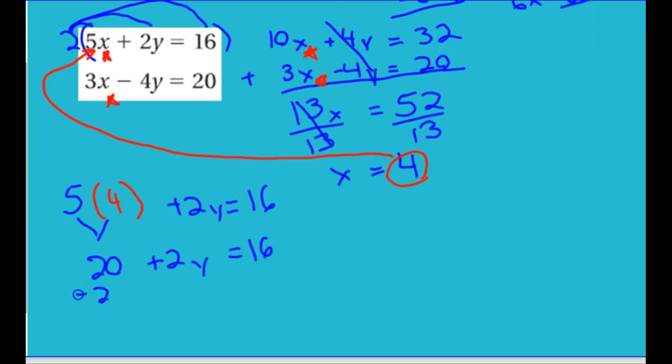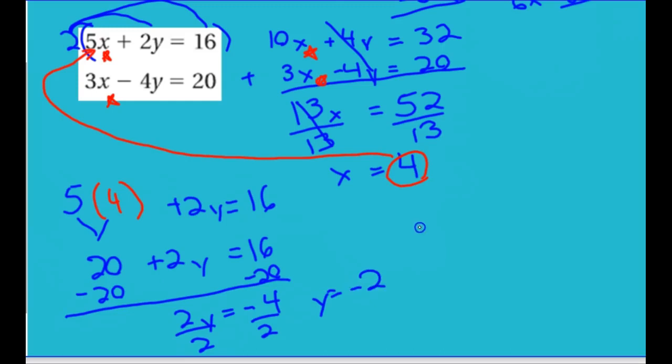Then we're going to subtract 20. 2y equals 16 minus 20, which is negative 4. Divide by 2. And y equals negative 2. So we know that x equals 4 and y equals negative 2, which gives us our answer of 4, negative 2. Because remember, the x always comes first, then the y.